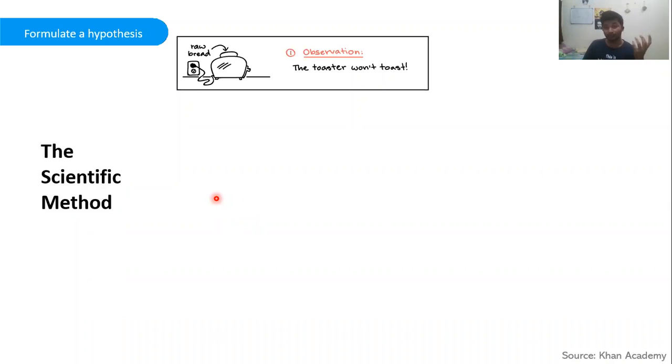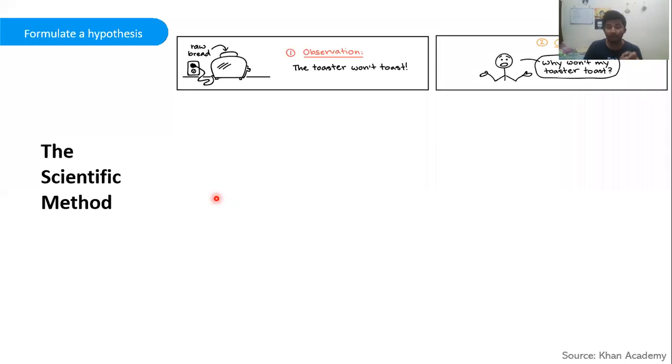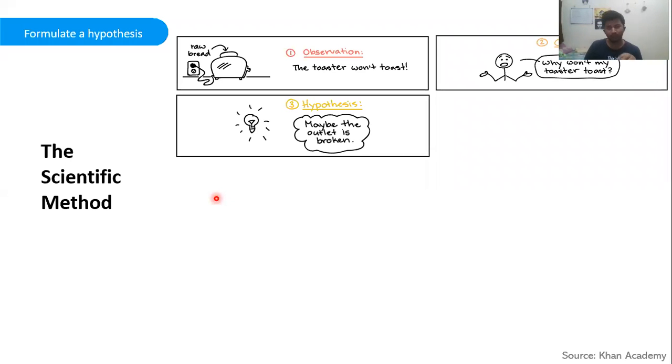So everything starts with the observation. Now, let's just suppose you simply observe my toaster isn't working. This is your observation. This observation triggers a thought, triggers a question. Okay, why would my toaster not work? You're curious about it. Why is my toaster not working? And once you wonder about it, you try to come up with an answer. Now there can be many reasons why your toaster is not working. So you just come up with the most probable answer.